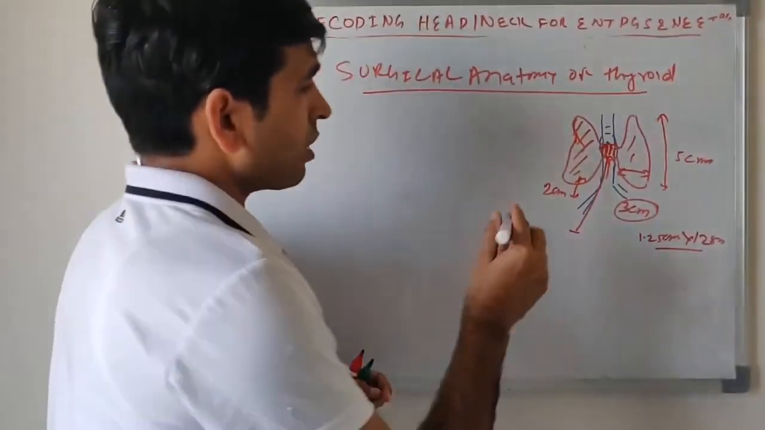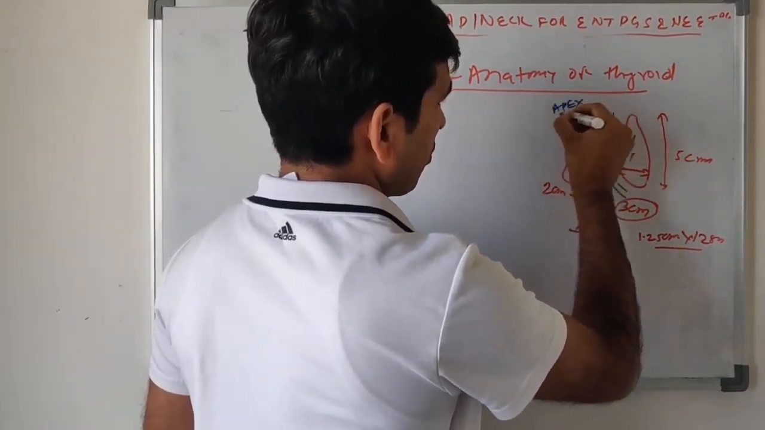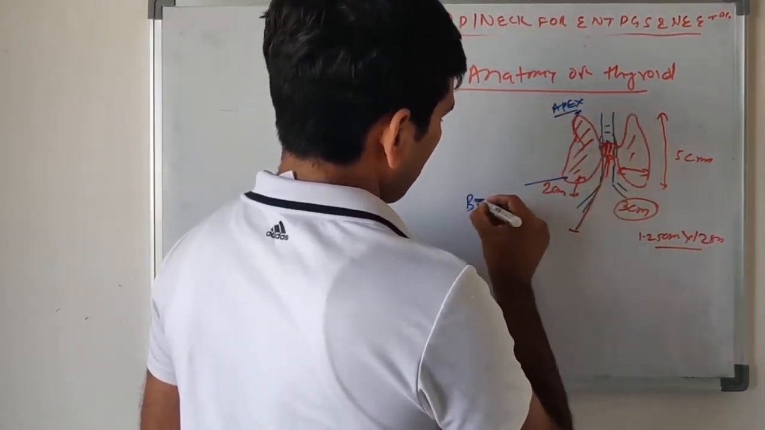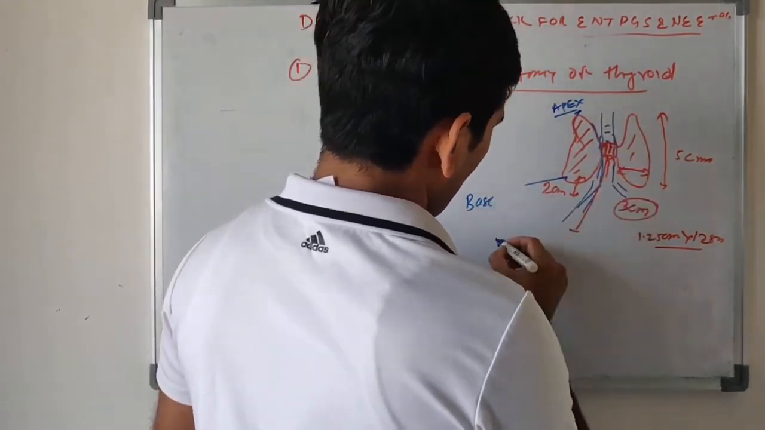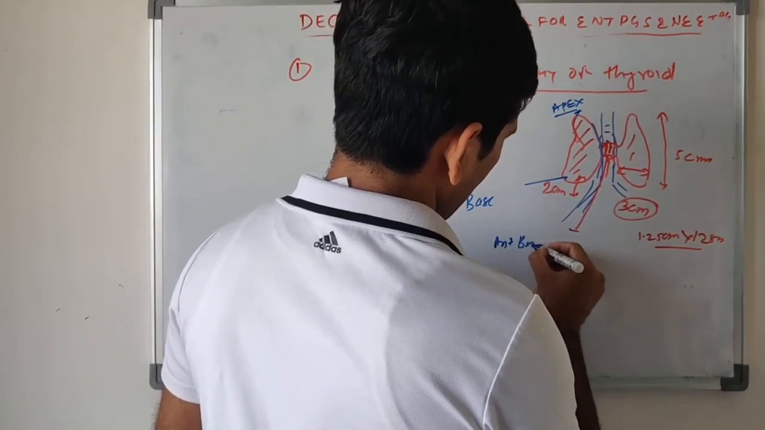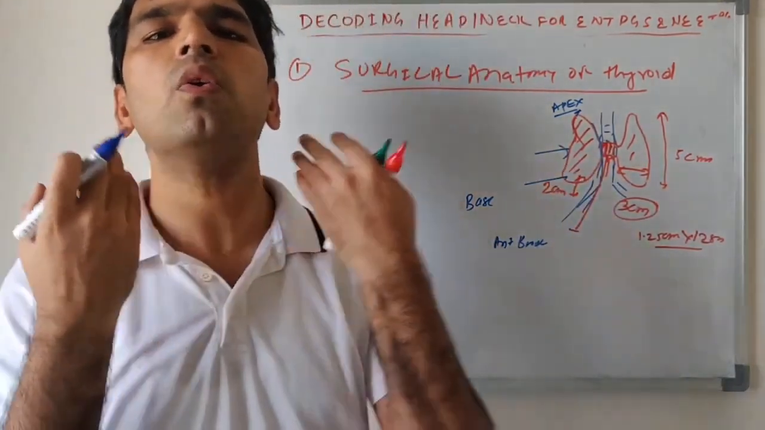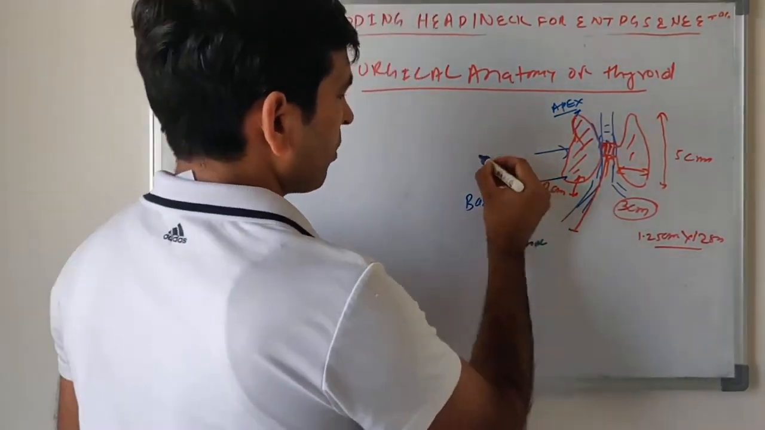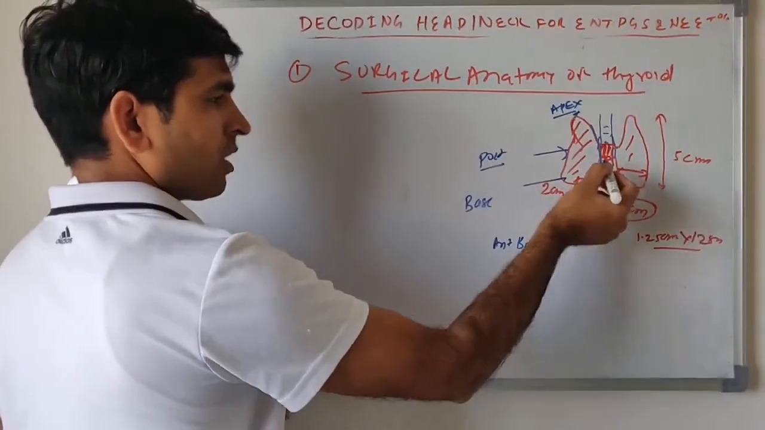If we talk about surfaces, this is the apex superiorly, the apex is small, the base is broad. This is the anterior border, and this is the posterior border, from front to backward. Two borders: anterior border and posterior border, plus apex and base.